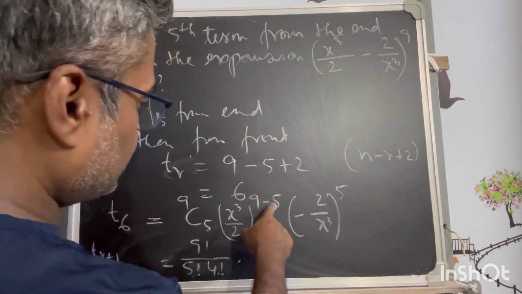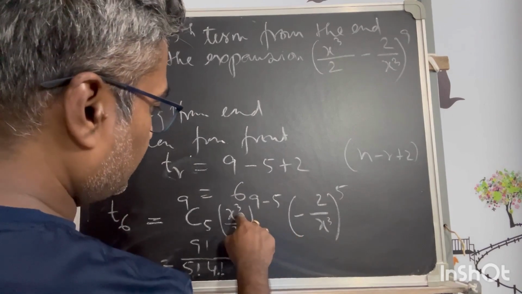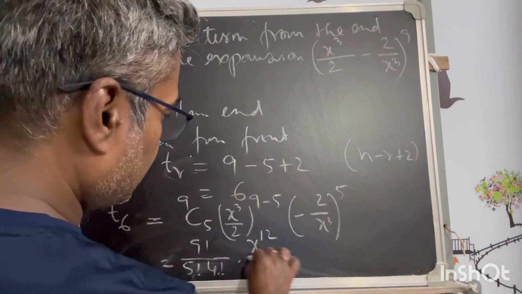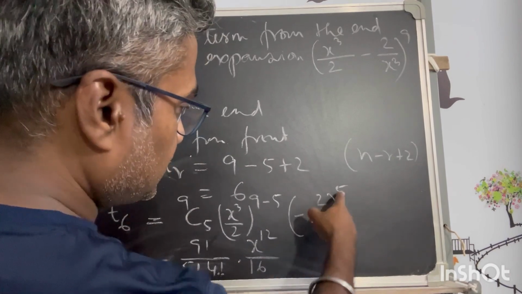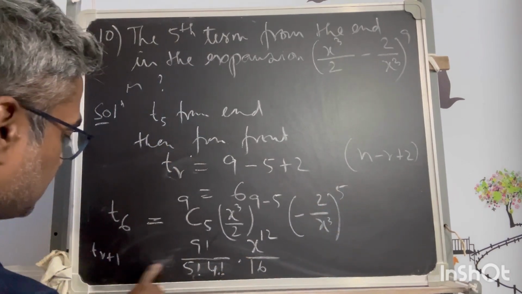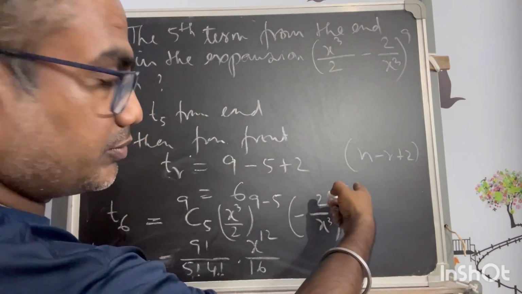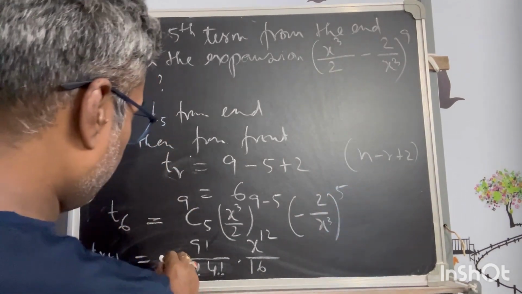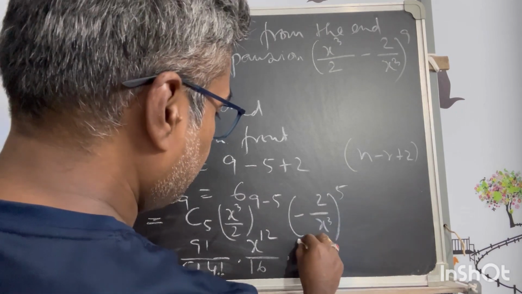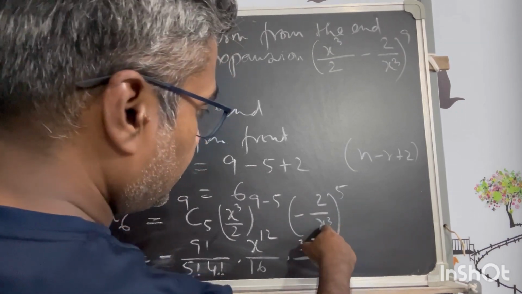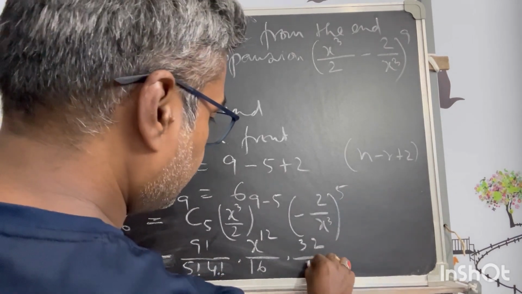This is x cube whole to the power 4. So x to the power how much? 3 into 4, 12, and this is 2 to the power 4, that is 16, into minus 5. The term will ultimately carry minus, because minus whole to the power odd gives you minus. And the remaining is 2 to the power 5 here, that means 32, and x cube whole to the power 5, that means x to the power 15.